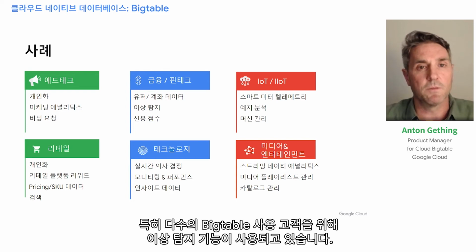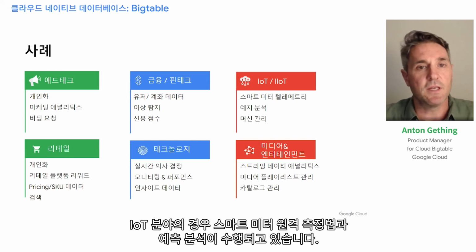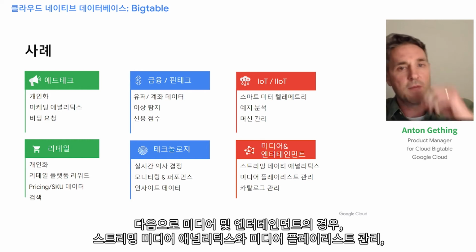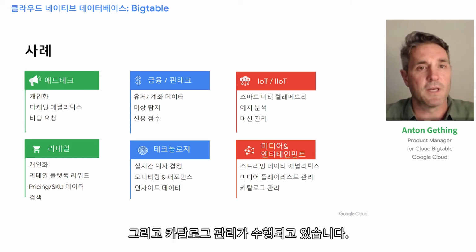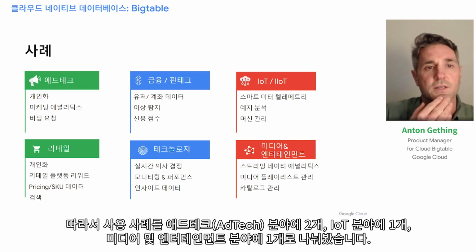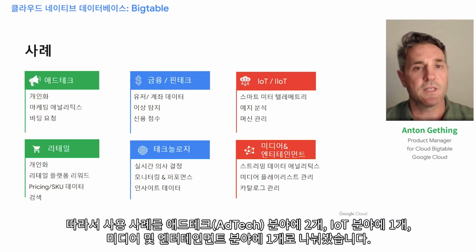with Bigtable. In the technology space, we have a number of use cases around real-time decision-making, monitoring and performance for data insights, IoT for smart meter telemetry and predictive analysis. And then with media and entertainment, we have streaming media analytics, media playlist management, and catalog management. So what I've done for use cases is I have 2 use cases for ad technology, another use case for IoT, and another use case for media and entertainment.